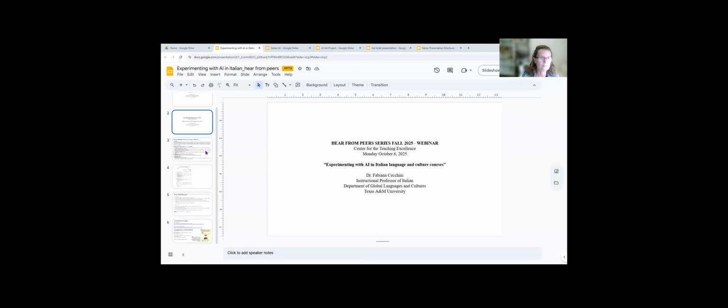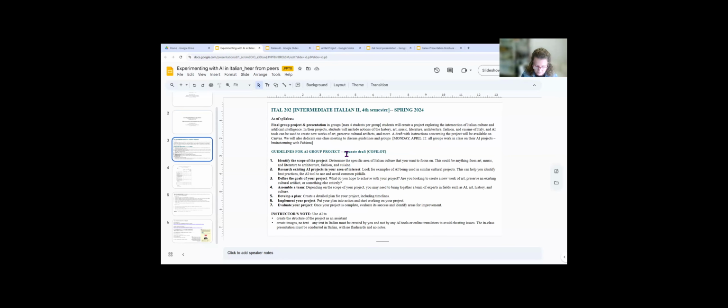The examples that I will discuss pertain to the intermediate level of Italian instruction, therefore the fourth semester, where I used the AI project as final exam, and therefore as a written and oral assessment. And to the elementary second level of Italian instruction, therefore the second semester.